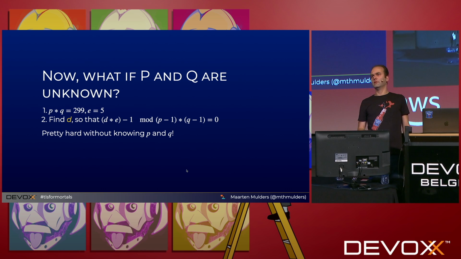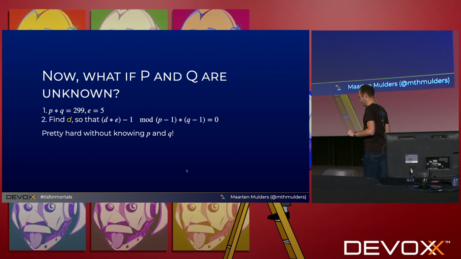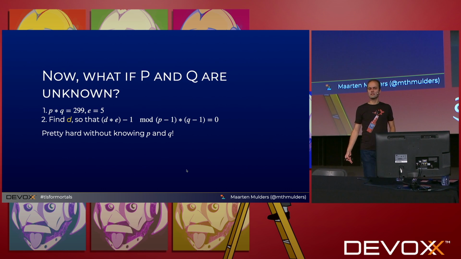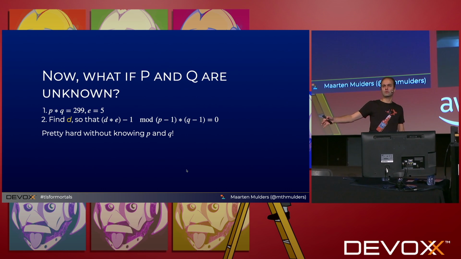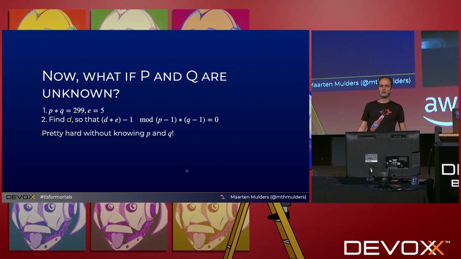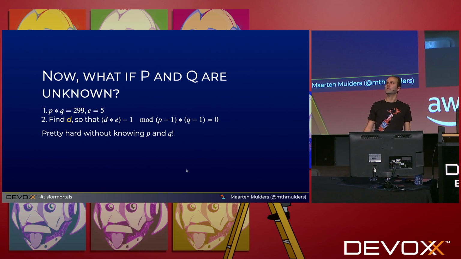But now what if we would not know P and Q? What if those two values are unknown to us, but we do know their product? So we do know that P times Q equals 299 in this example. We do know the random number, which is 5. And again, we have this question of finding D for which the equation holds. Can we do this?